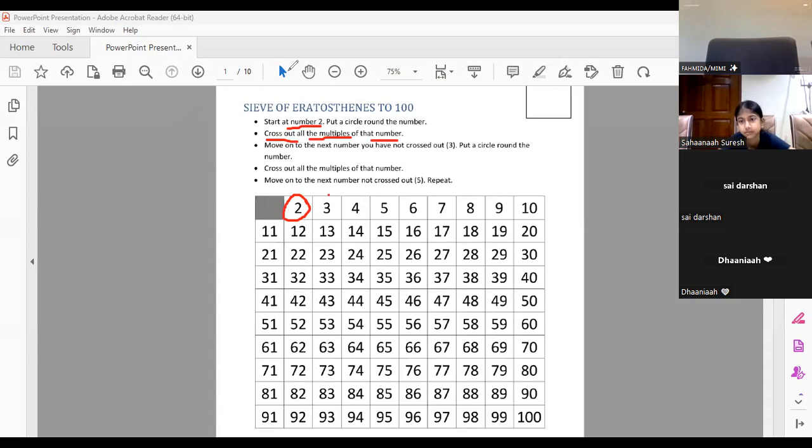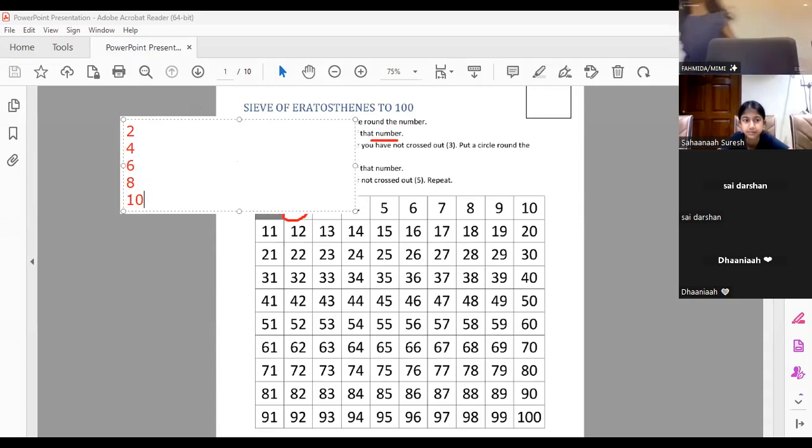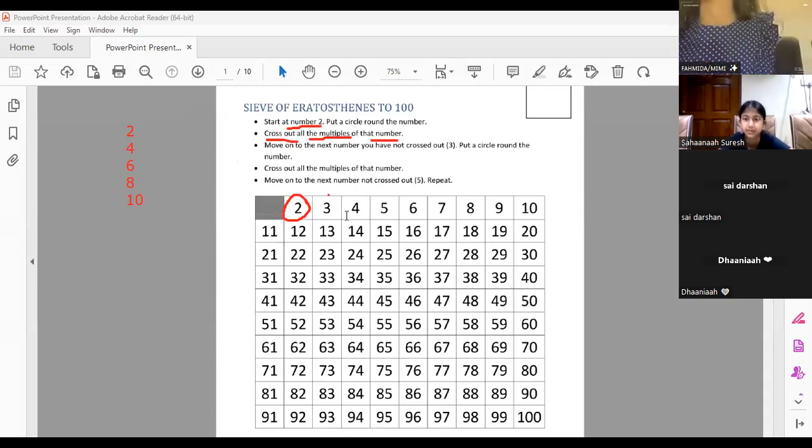Do you know the multiples of 2, guys? Your times table 2. 2, what's the next number? 4, 6, 8, 10, and so on. 12. So what do we do? We cross it out. Cross means like that. 4, you cross out. I want all the multiples, because all these multiples are the factors of 2. That means 14 can be divided by 2. 16 can be divided by 2. Thus, these are not going to be prime numbers.